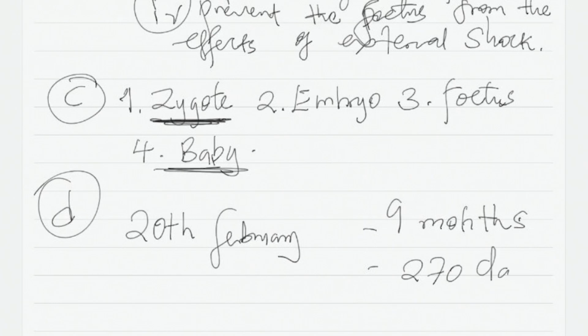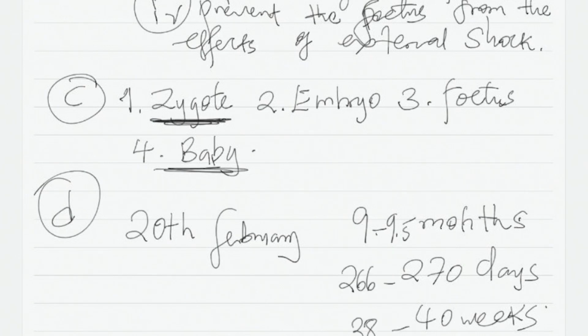Now we can say 40 weeks, but it can be in the range. Even here we can say 9 to 9.5 months. We can also say 266 days to 270 days in terms of days, and then in terms of weeks we can say 38 to 40 weeks. That is the gestation period.